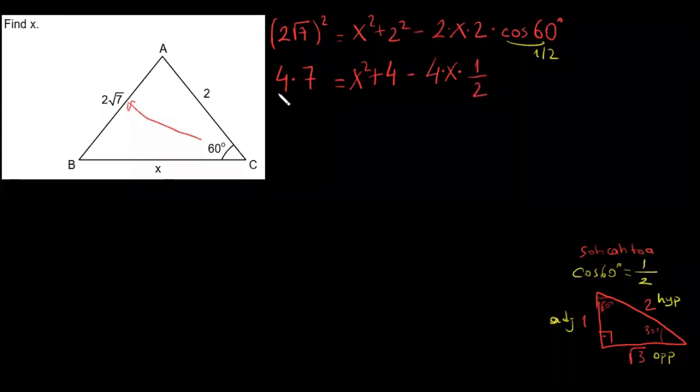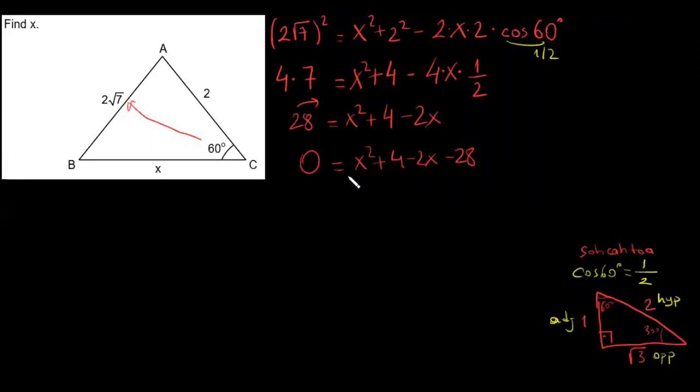Right, let me write 1 over 2. And let's continue. 4 times 7 is 28. We have x squared plus 4. We have minus 4x times 1 over 2. So we have to do the multiplication first. So here, 4 times 1 is 4, over 2 is 2. So we have minus 2x. And then we can take this 28 to the right. So x squared plus 4 minus 2x minus 28.